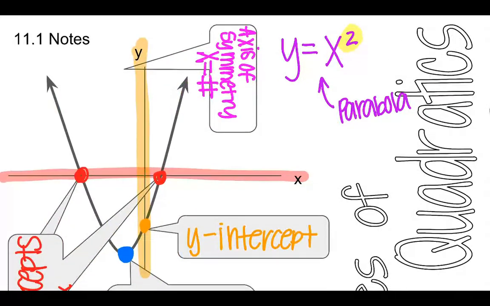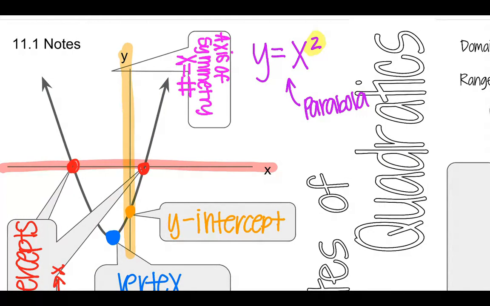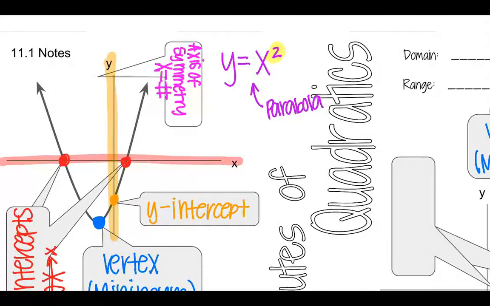So in this case, when we have our axis of symmetry, it always goes through your vertex. So wherever your vertex is, you're just going to draw a line straight down the middle of your parabola through that vertex. So our line of symmetry would be that pink line.